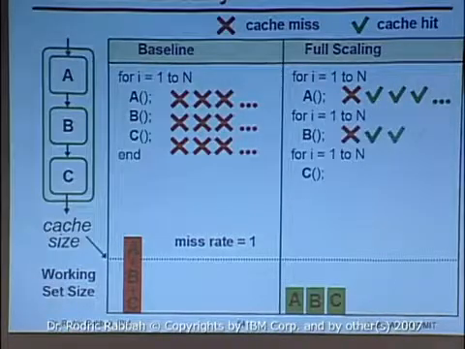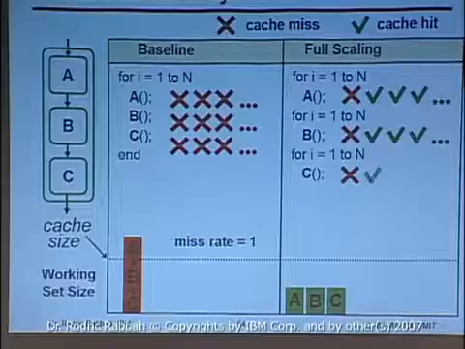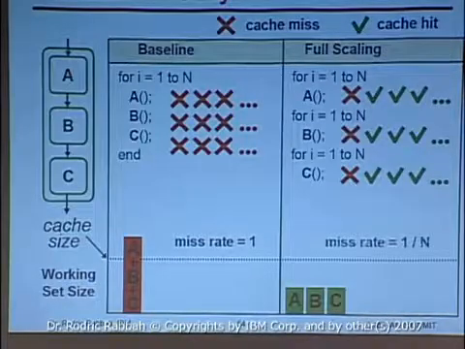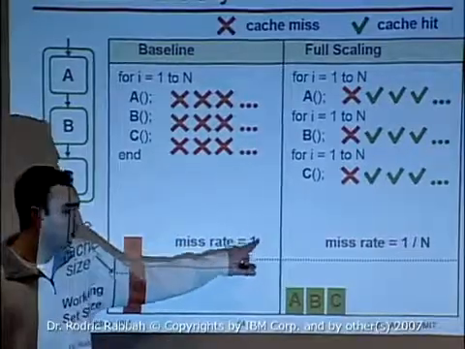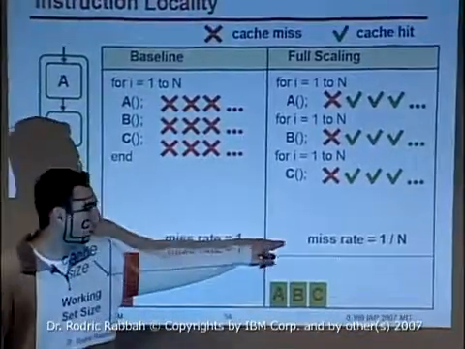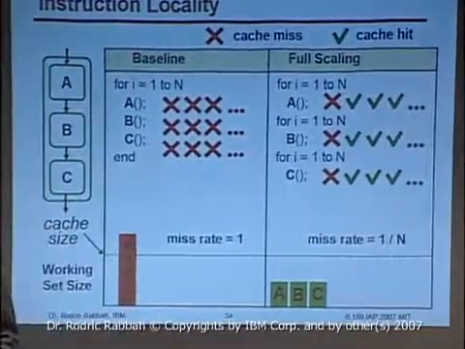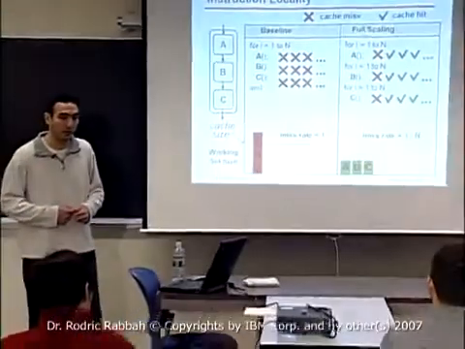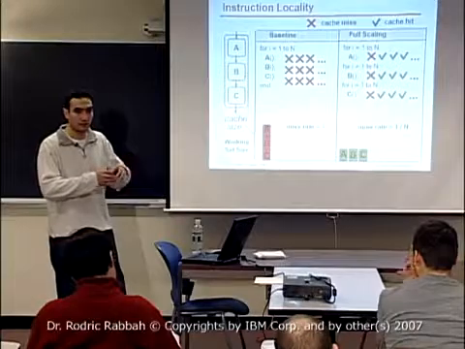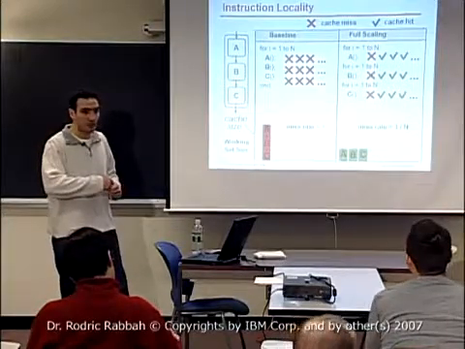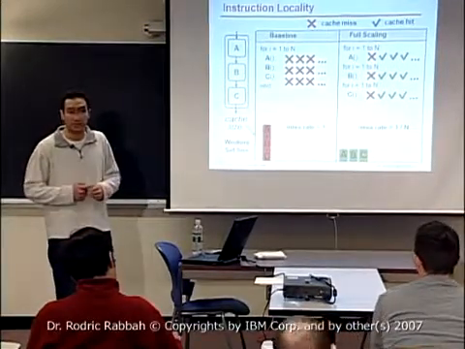For B, I have the same pattern. First time I see B, it's a miss. Every time after that, it's a hit. And similarly for C. So my cache miss rate goes from 1, where everything is a miss, to decreasing to 1 over n, where n is essentially how much I can run the loop. So we call that full scaling because we've taken the loop and distributed it, and we've scaled every one of those smaller loops to the maximum that we can get.